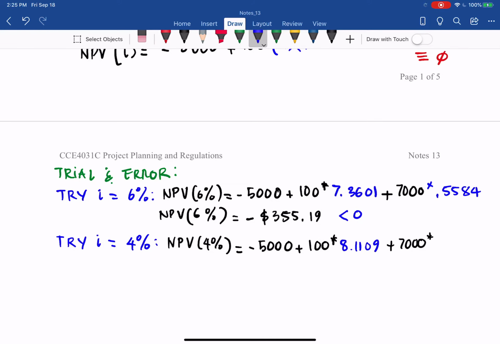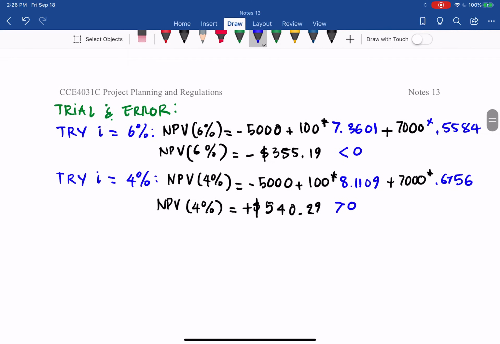So from that we have 8.1109 here, and this one is 0.6756. From there we have NPV at 4% equal to a positive number, 540.29, and this is greater than 0. We want it equal to 0 to make it equal. So with that we can interpolate.